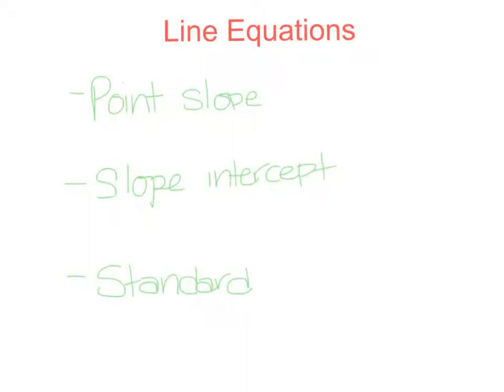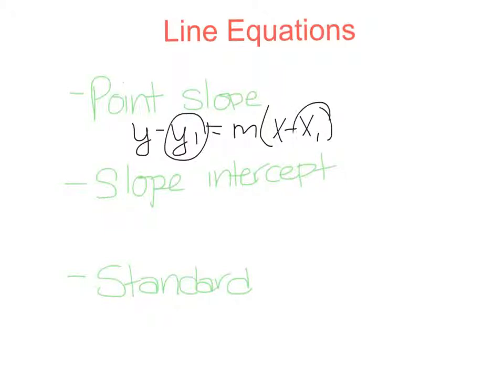There are three types of line equations. The first is point-slope form, and that is y minus y1 is equal to m times x minus x1. So for the y1 and the x1, you would put in your point that you have that is on the line, and m is the slope.